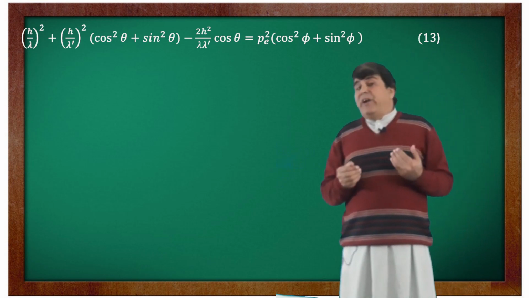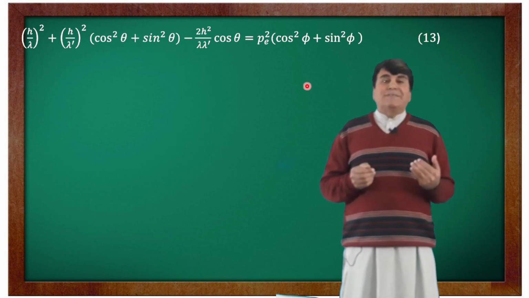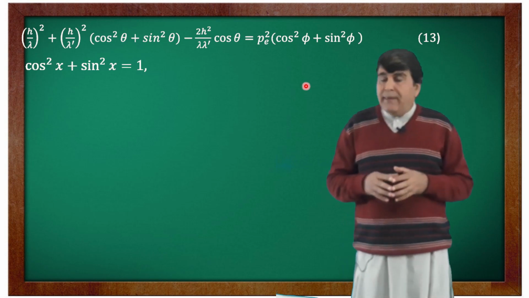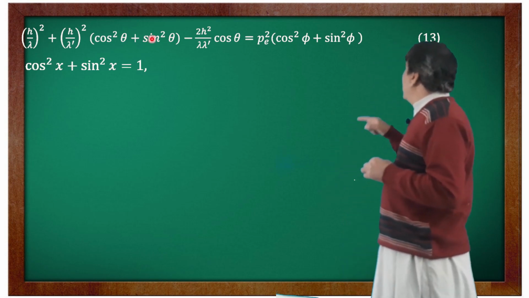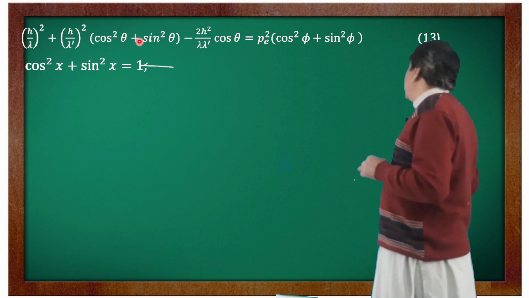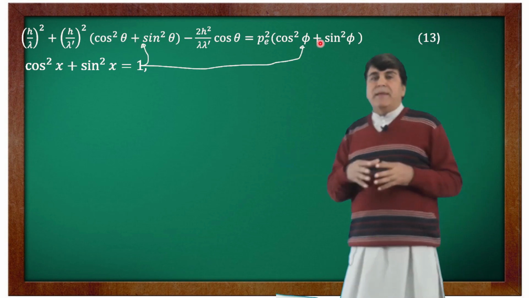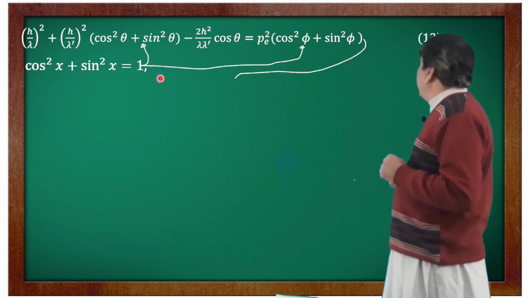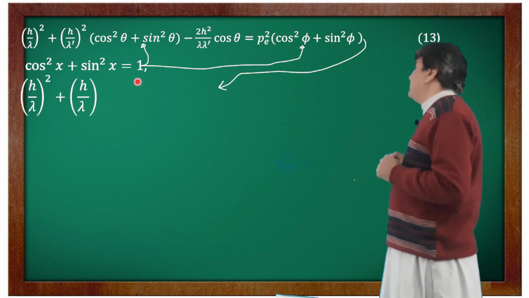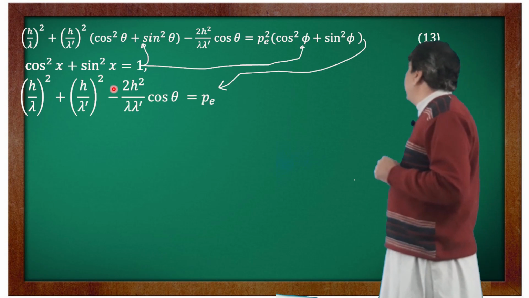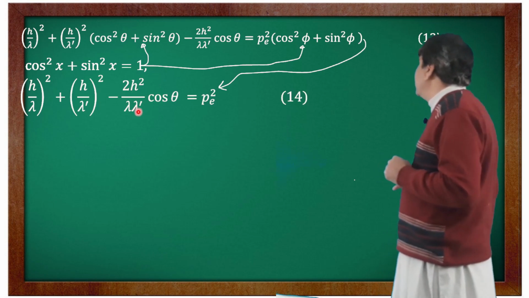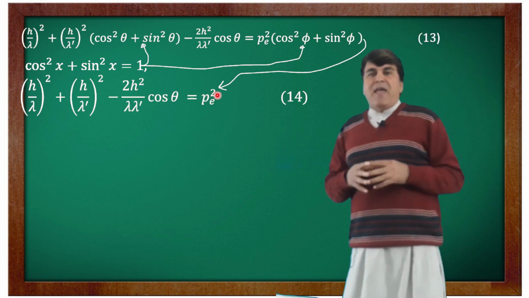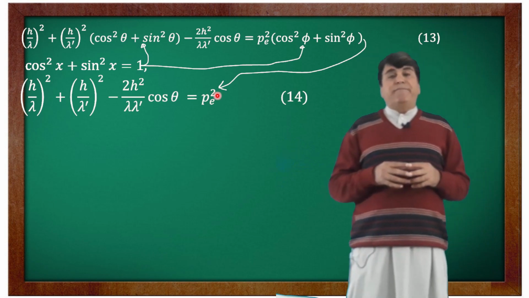Now, using the trigonometric relation between the square of cos and square of sine, that is cos² x + sin² x = 1, the second term at the left side would go to 1 and the last term at the right side inside the bracket would go to 1, and the equation would reduce to this simple form, that is (h/λ)² + (h/λ')² − 2h²/(λλ') cos θ = p_e². And I denote this equation by 14.